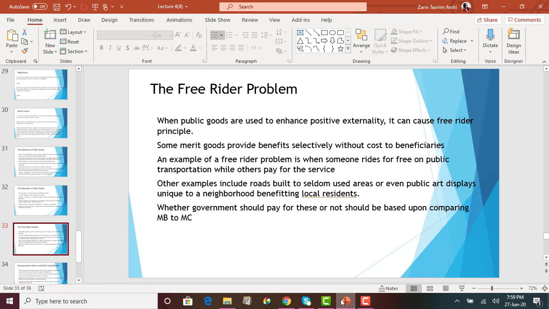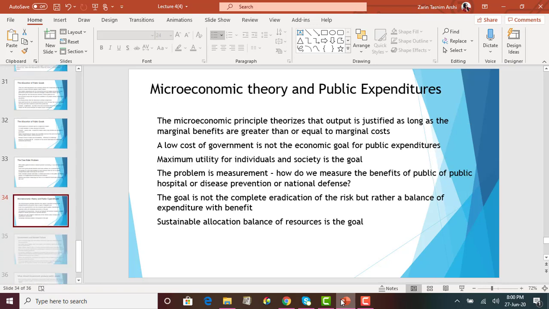The government, the city, is providing these services. I am paying $2 for the service, but someone else just gets onto the train, hides, and does not pay for the ticket. Then that's a free rider problem. Another example would be, let's say the government builds a road to a seldom used area, and hardly anybody uses it. Only I use it, but others don't. That would be a free rider problem. But as long as marginal benefit is greater than marginal cost, it makes sense for the government to undertake that action. But if marginal cost becomes greater than marginal benefit, it does not make sense. Then we are going to have negative externality.